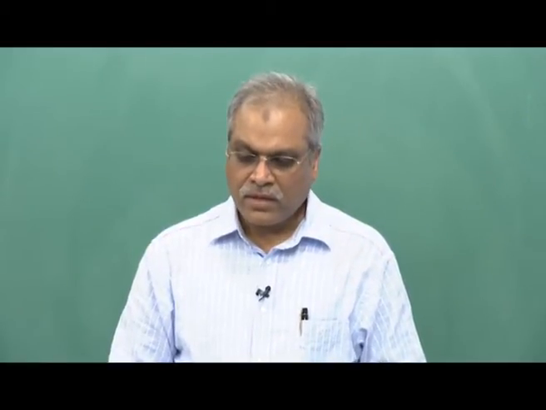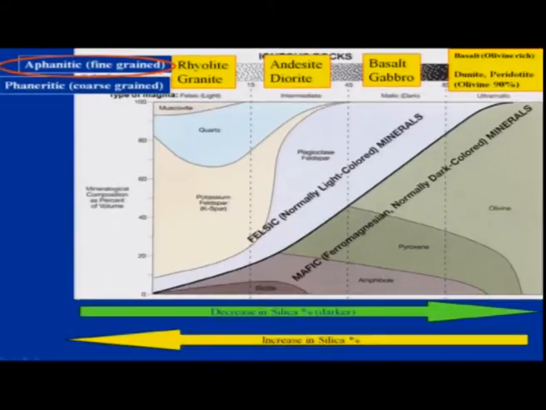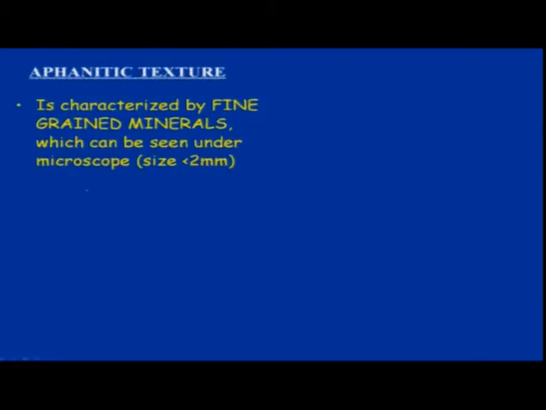And then we have the aphanitic fine grain rocks. We have rhyolite. So, let us see how rhyolite looks, and basalt. We will keep both together and try to see. Aphanitic texture is characterized by fine grain minerals which can be seen under a microscope, because the size is less than 2 mm.